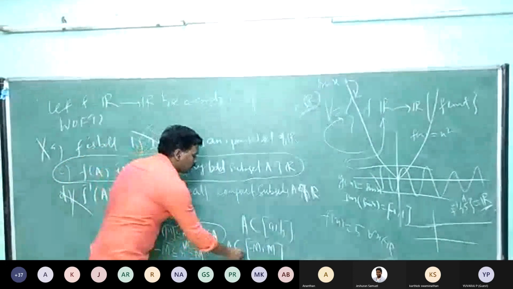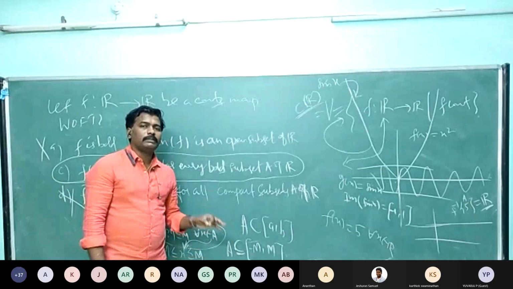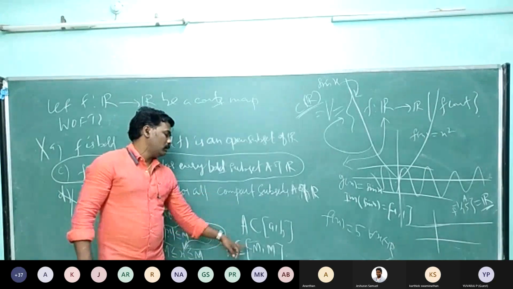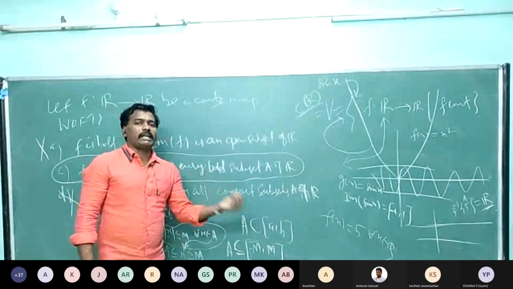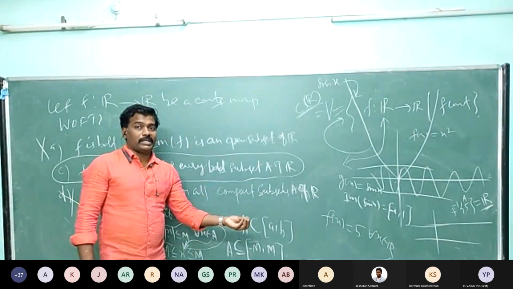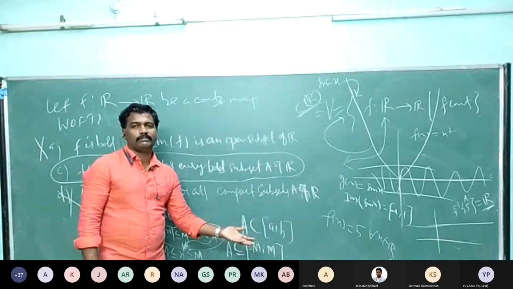Okay, not belongs to SECOM. A is a subset of this. F is a continuous map. Continuous image of a compact set is compact, and continuous image of a connected set is connected. A continuous function has this property. This is a compact set whose image is compact.